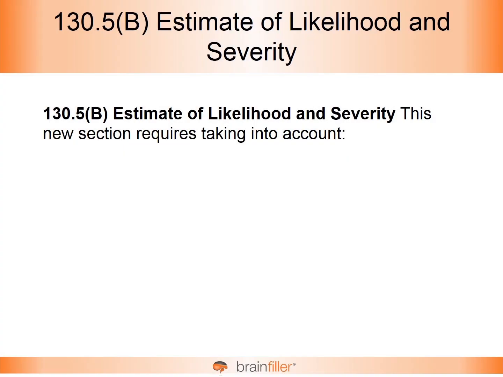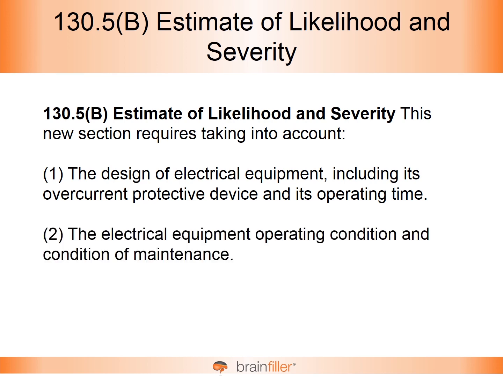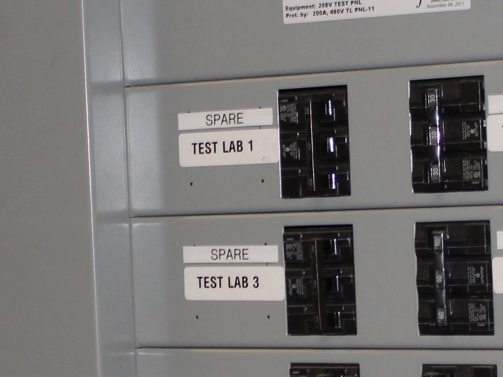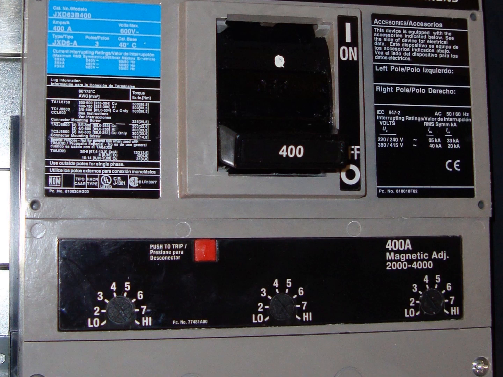130.5B, estimate of likelihood and severity. This is a new section, and it requires taking into account the design of electrical equipment, including its overcurrent protective device and its operating time, as well as the electrical equipment's operating condition and condition of maintenance. One of the concerns is that as part of incident energy calculations, the arc flash duration is defined by an upstream protective device. So the question is, what condition is that protective device in, and will it actually operate as expected?